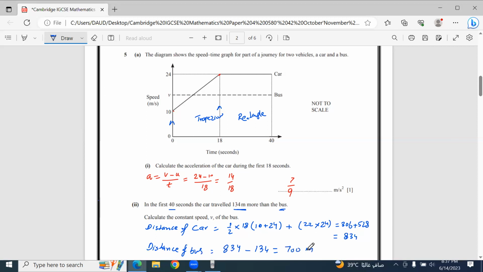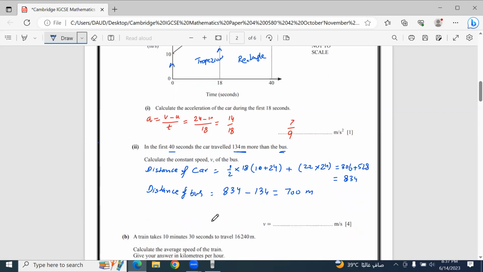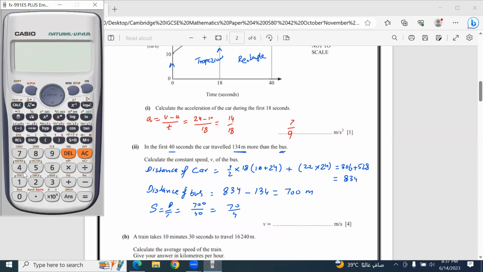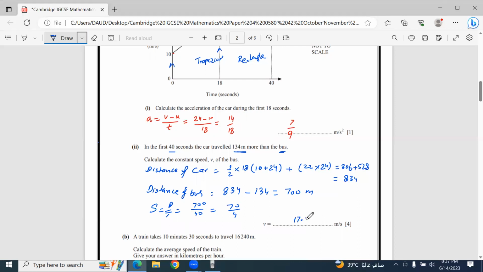Once you know the distance of the bus, we already know the time. Time is 40 seconds, so we can easily find the speed of the bus. Speed is equal to distance over time, meaning distance 700 over time 40. So this would be 70 over 4. Either way, 70 divided by 4 gives me 17.5 meters per second.